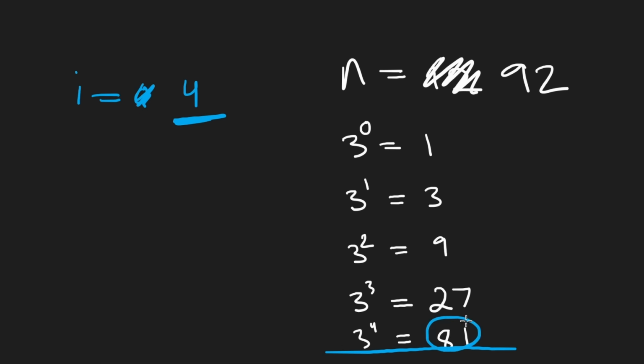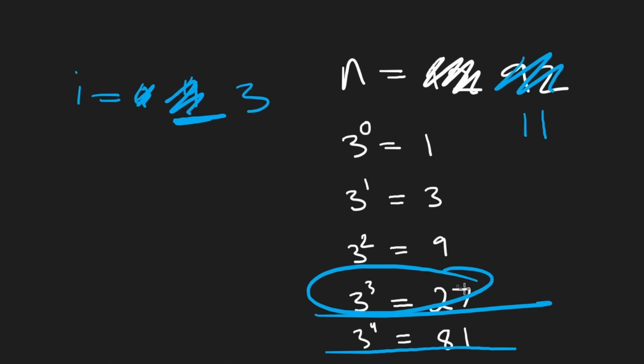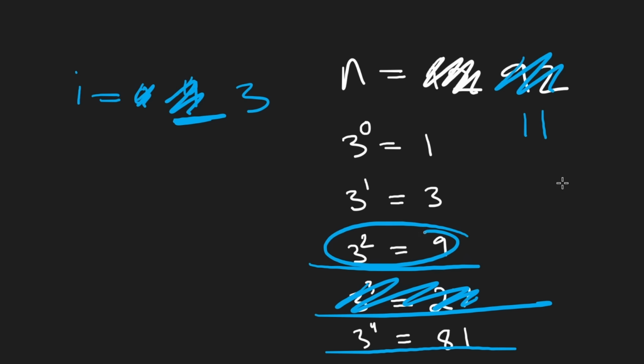We see the current power is less than this. So subtract 81 from 92. We are left with 11. So now this is the subproblem. Now we keep going. We decremented our i. We're down to 3. Now we are here. This number is bigger though. So we skip it. So don't include this one. Now we're here. This is less than that.